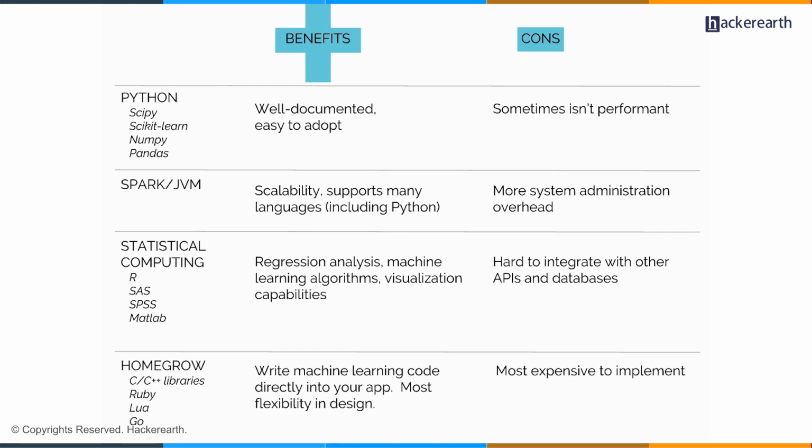Okay, next we have statistical computing, which is R, SAS, SPSS, MATLAB, Mathematica, and quite a few more. These are really great for prototyping, but not super great at integrating with anything else. R, for instance, has excellent regression analysis and machine learning algorithms, and its visualization capability is almost unbeatable. Being able to do stuff in ggplot is very, very good.